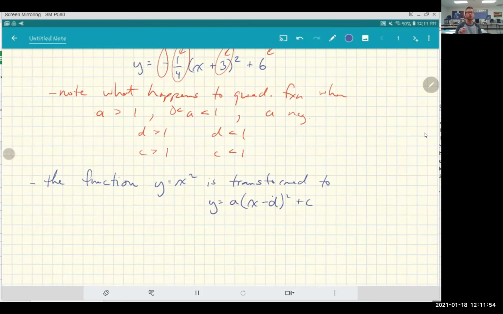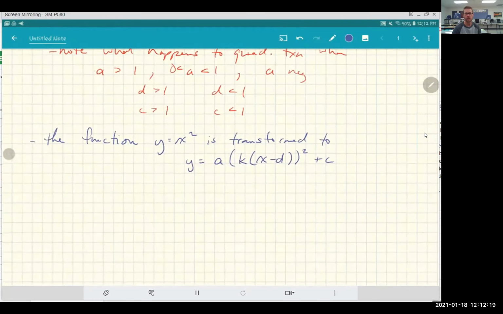There's actually one more level of complexity that we're going to add. We're going to add one more letter in there. So it's going to be transformed to y equals a, k times x minus d squared plus c. Right? And you're going to explore a little bit later on what k ends up doing to the graph.